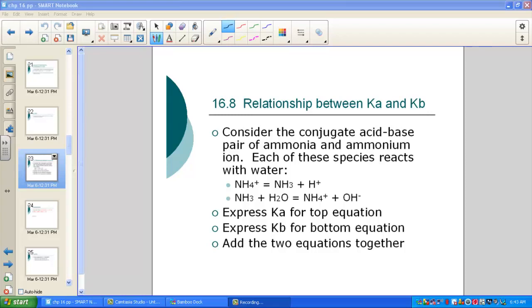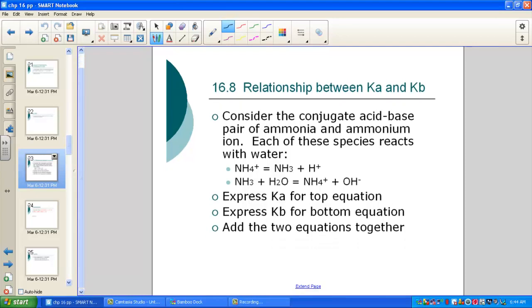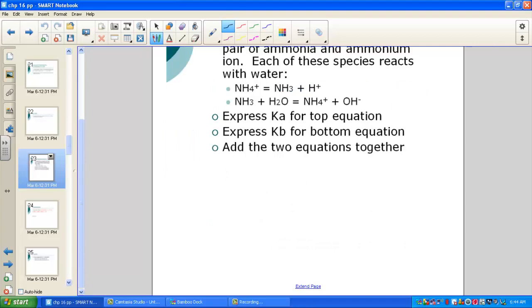If we consider a conjugate acid-base pair, and for an example we'll begin with two familiar molecules, the ammonia molecule and its conjugate, the ammonium polyatomic ion. Each of these species, of course, could react with water. Let's take a quick look at what that would look like in our notepad, and let me extend the page a little bit and we'll write these things together.